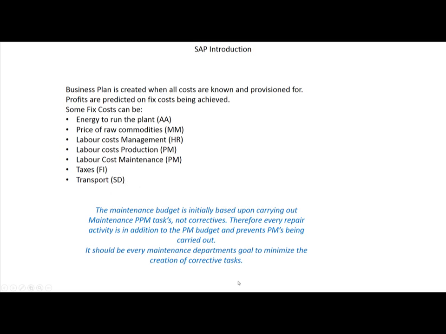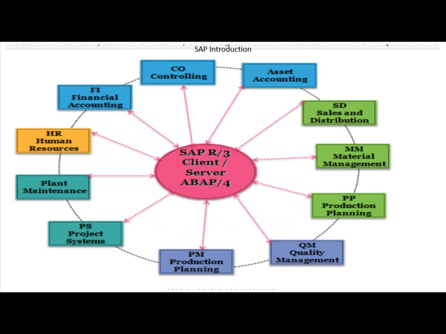Please note this stuff at the bottom, where the maintenance budget is initially based upon carrying out maintenance PPM tasks, not correctives. Therefore, every repair activity is an additional charge to the maintenance budget, and also prevents the PMs being carried out. It should be every maintenance department's goal to minimise the creation of corrective tasks.